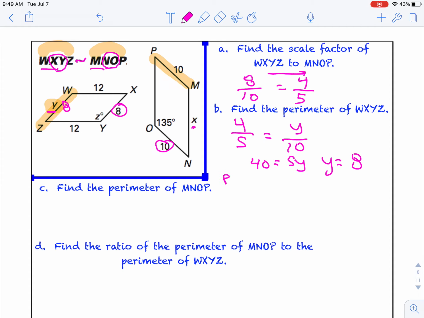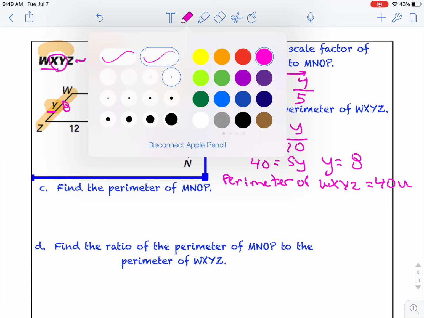So now the perimeter of WXYZ is equal to, if we add all those sides together, we get 40 units. So now we're going to find the perimeter of MNOP.